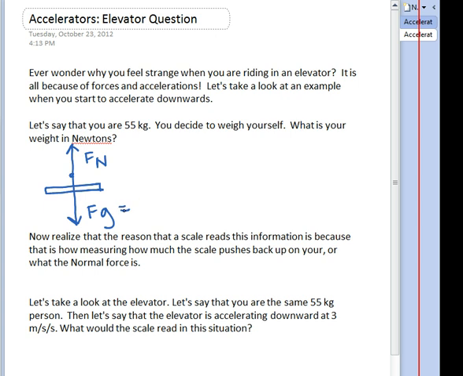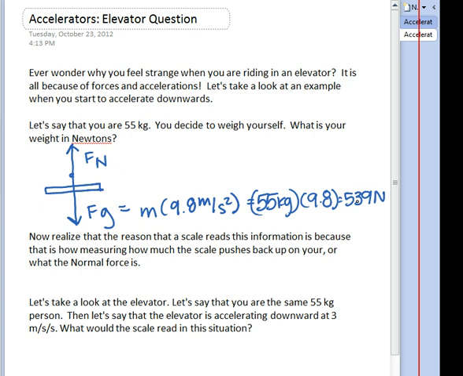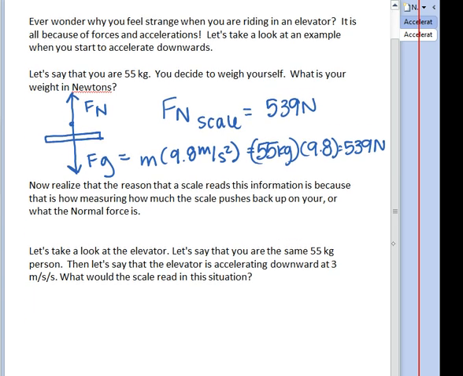To figure out your force of gravity, you'd simply take your mass and multiply by 9.8 meters per second squared. So that would equal 55 kilograms times 9.8, which equals 539 newtons. Now, since you're not accelerating at that point in time, your normal, which is what the scale is going to read, would equal the 539 newtons.